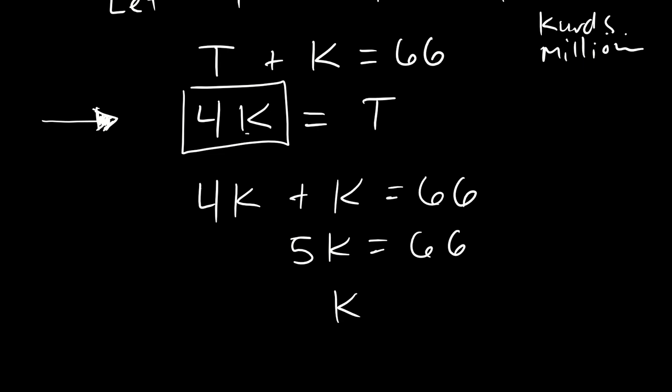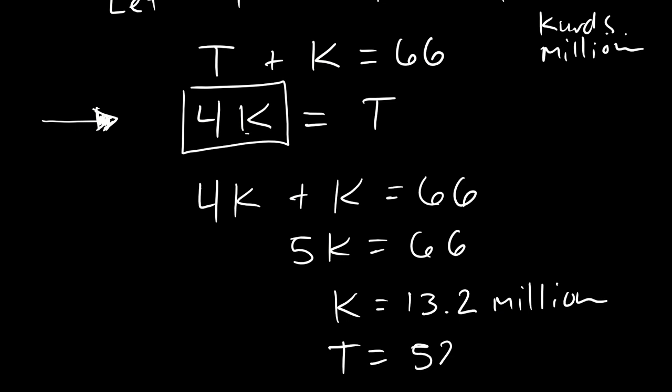So K is about 13.2 million people, right? Million Kurds. And the number of Turks should be four times that number. So there's two ways I can get it. The Turks I can get by taking 13.2 and multiplying it by 4. And I would get 52.8 million.